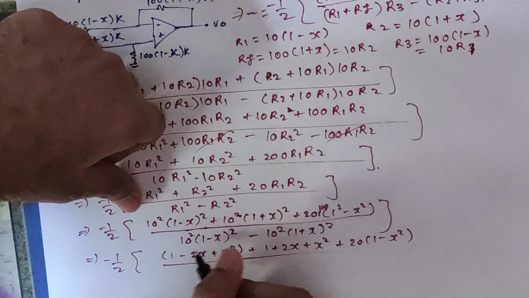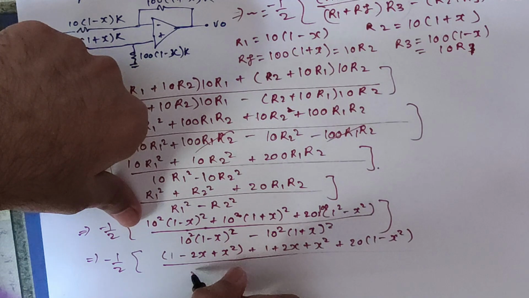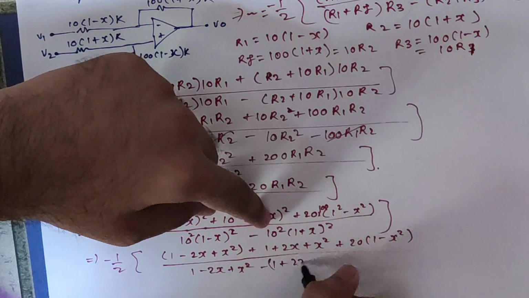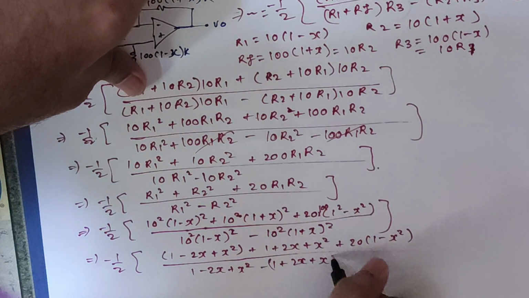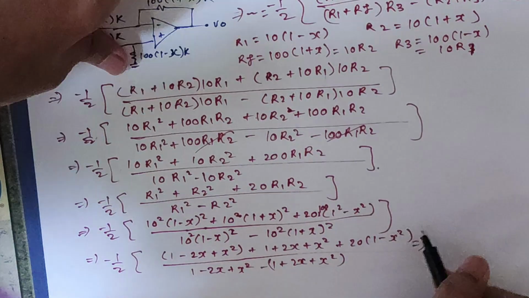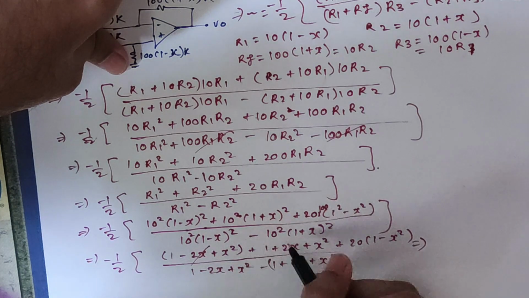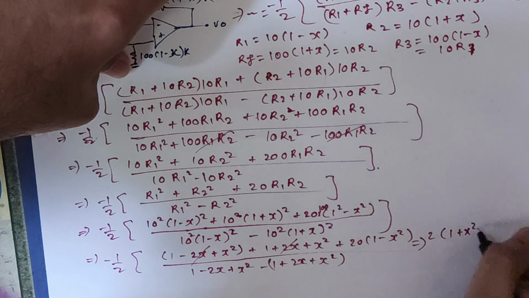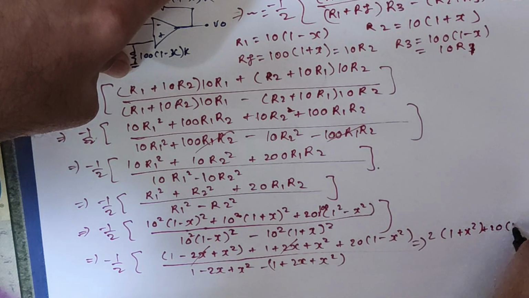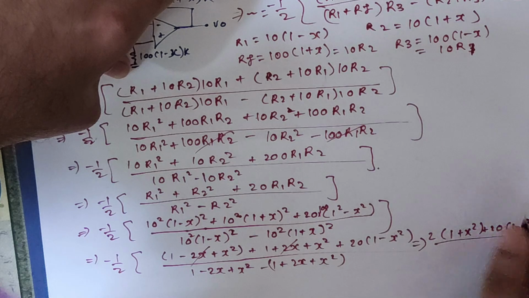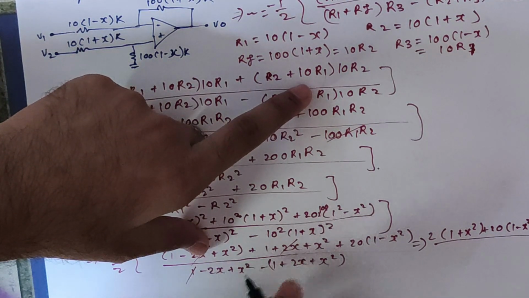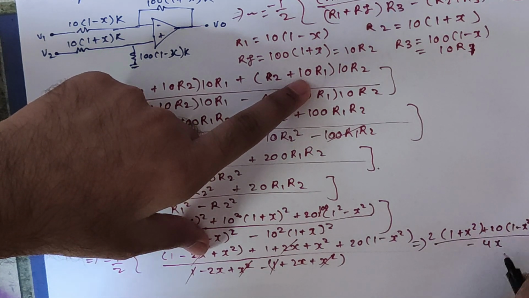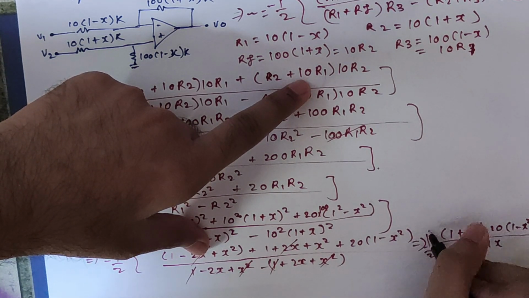Okay, and here 10 square will get cancelled, so I will get 1 minus 2x plus x square minus 1 plus 2x plus x square. Okay, so you can see here this minus 2x will get cancelled and we will get 2 (1 plus x square) plus 20 (1 minus x square) upon this will get cancelled, x square minus x square, and we will get minus 4x here, and we have already minus 1 by 2 here.